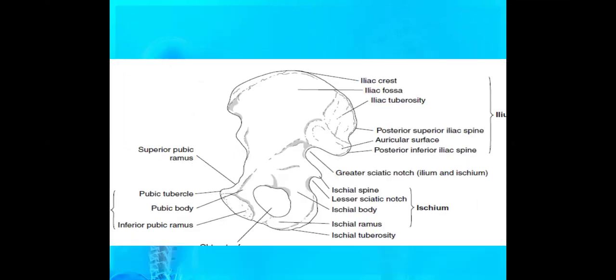We are not concerned with other details of this innominate bone or pelvic bone, so we are going to skip all this, which is the ischium, the pubic bone, and the ilium.